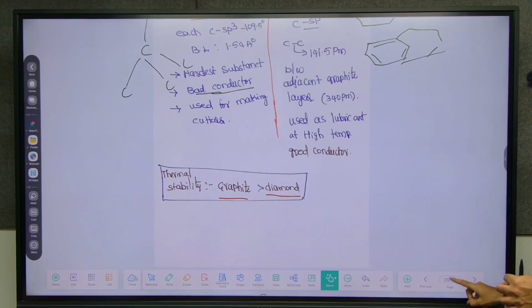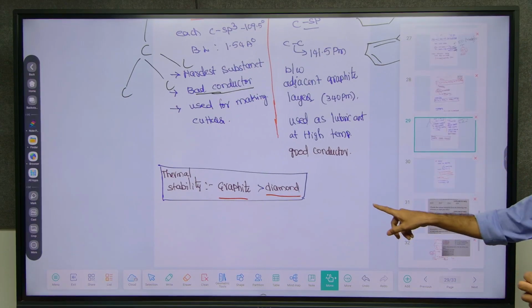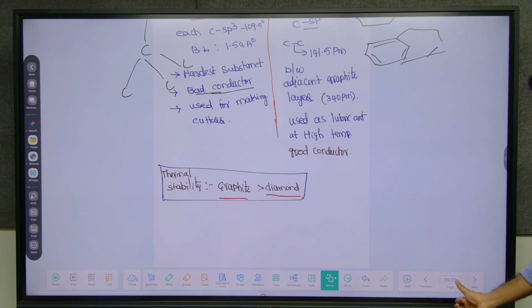One last discussion. Wait. Already we discussed about fullerenes in the morning class.